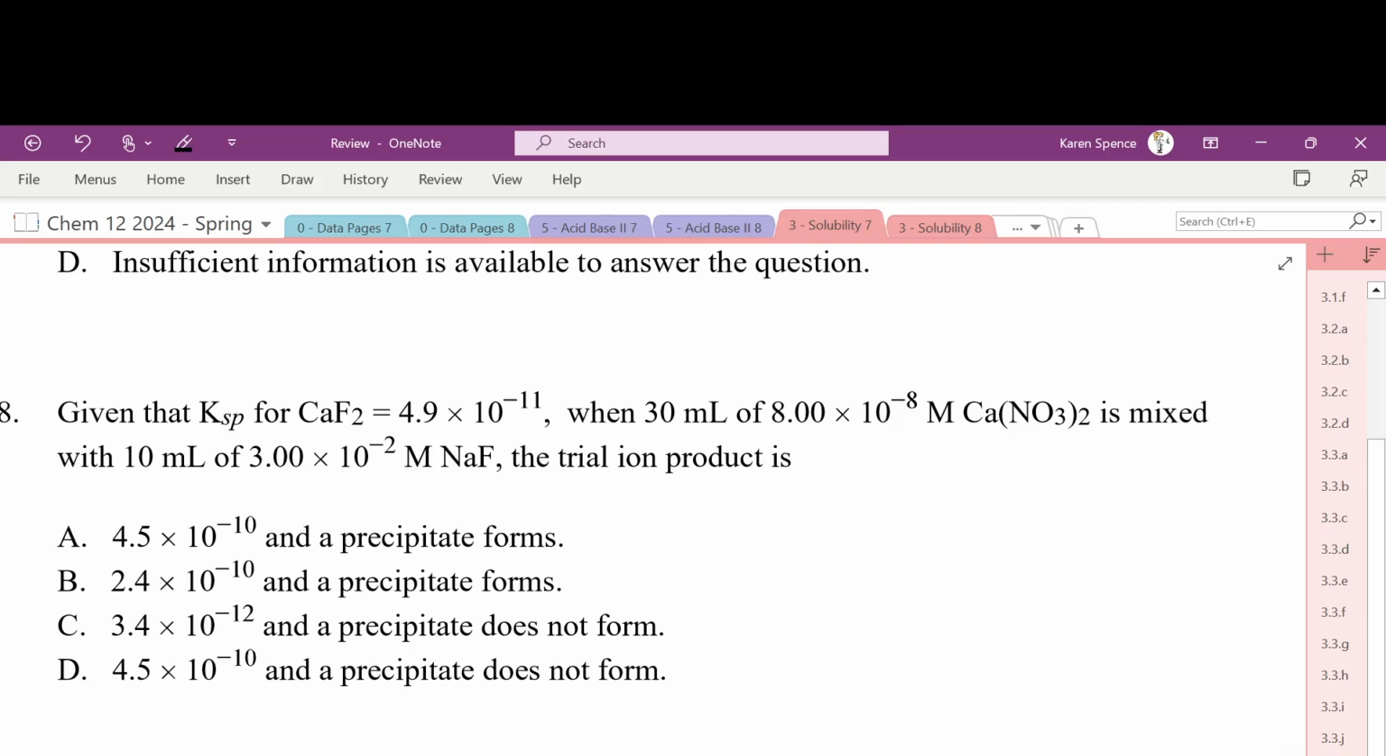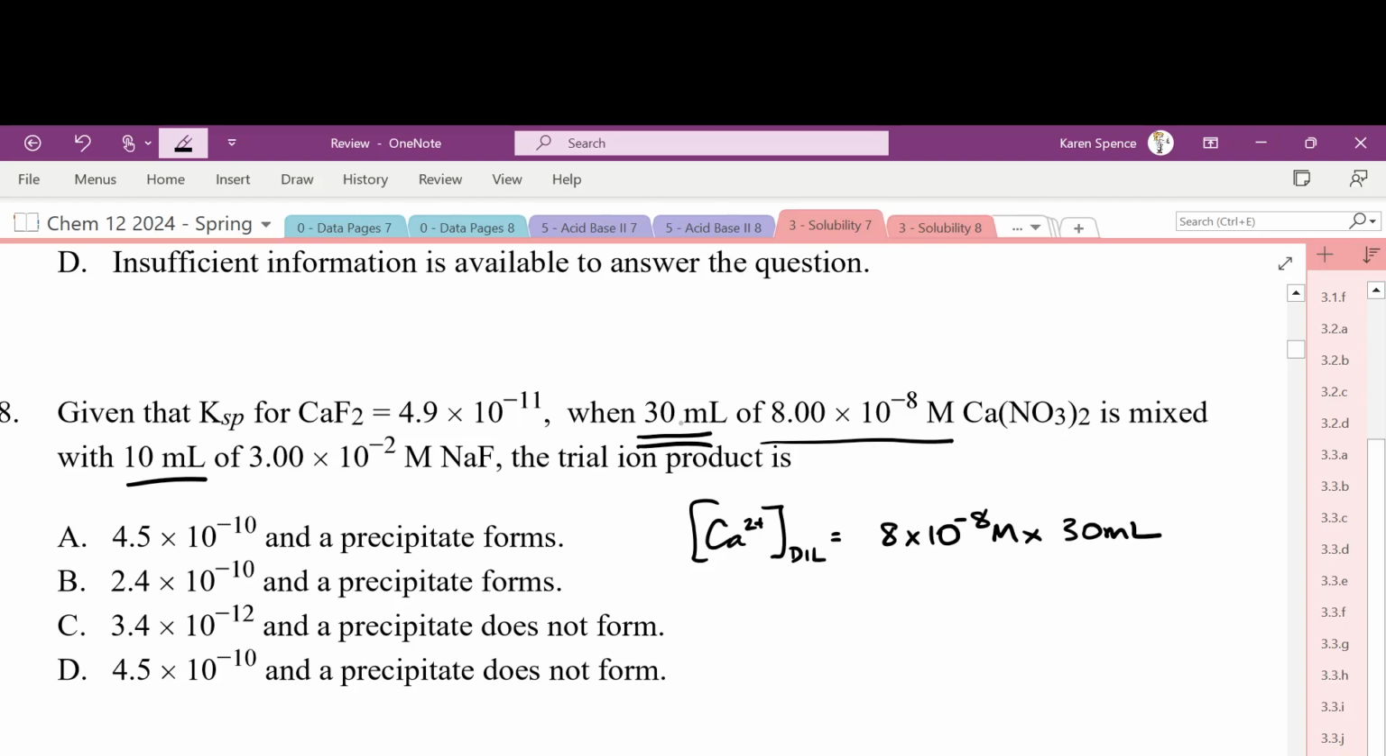Okay, so we have 30 milliliters of 8 times 10 to the negative 8 molar calcium. So our concentration of calcium when it is diluted is 8 times 10 to the negative 8 molar times our old volume, 30 milliliters, over our new volume, which is going to be 30 plus 10 is 40 milliliters. And that's going to give us 6 times 10 to the negative 8 molar.